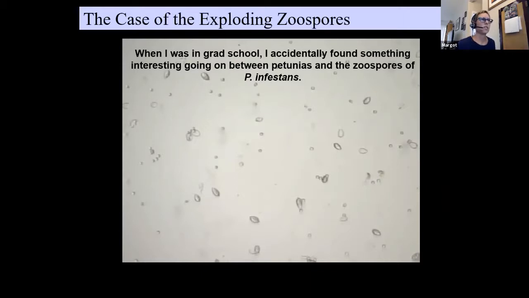So I found this interesting thing going on between petunias and zoospores of Phytophthora infestans. What I found, so I'm going to let the cat out of the bag, which you guys, based on this title, you already know, there are exploding zoospores. I found that the petunias were killing the zoospores, which is cool on the one hand, but the day that I discovered it, I was in a total panic because I needed those zoospores because I was doing experiments.